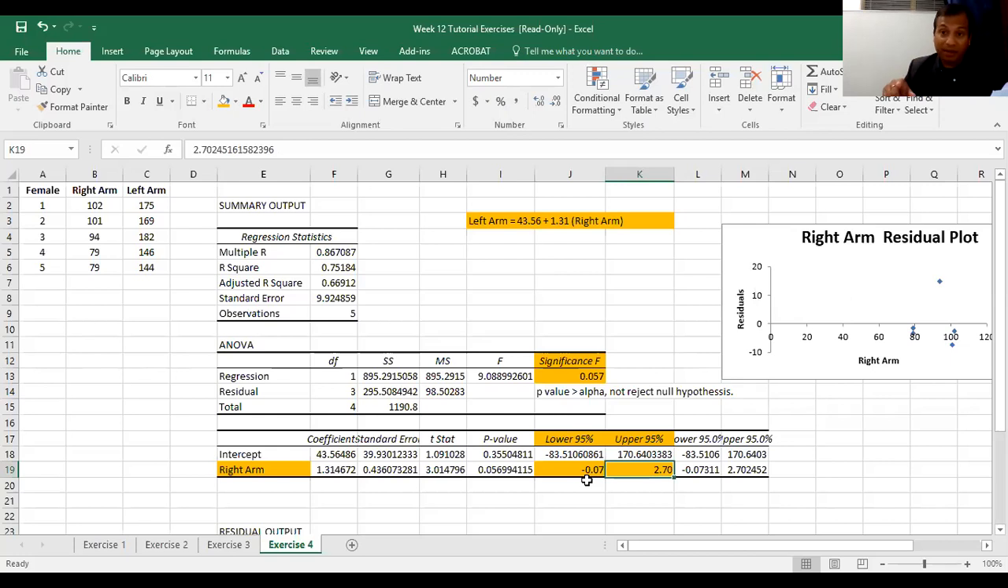And then finally, part I: based on the residual plot, is the regression model a good model for the sample data? We have already gone through this one. No, this is not.